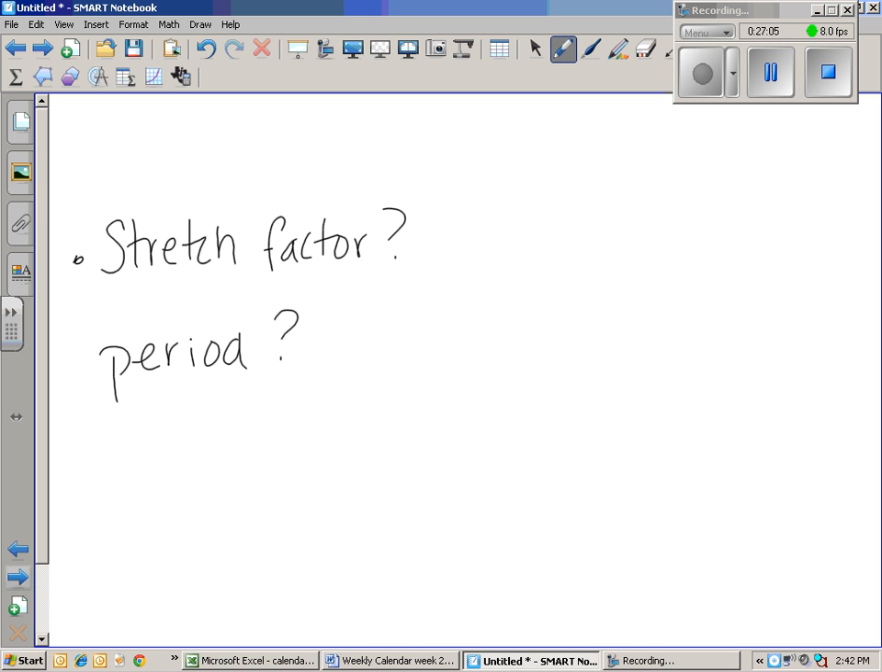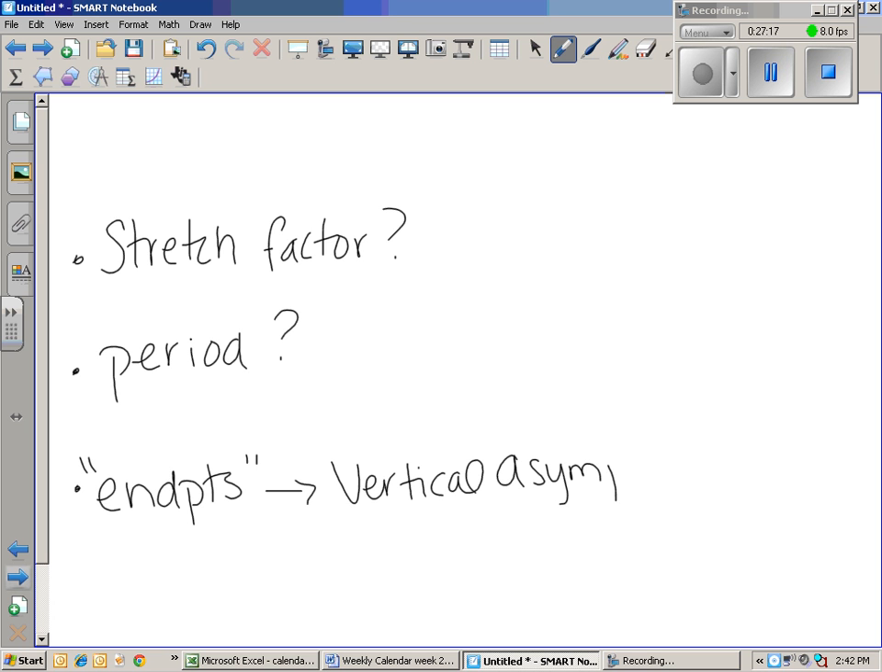And the third thing that you need to be able to tell me is where are those, remember, endpoints loosely. In this case, we're looking for those vertical asymptotes that will end one cycle of my graph. Tell me, where are my vertical asymptotes and how can I find them? 3 things. All right. Good luck.